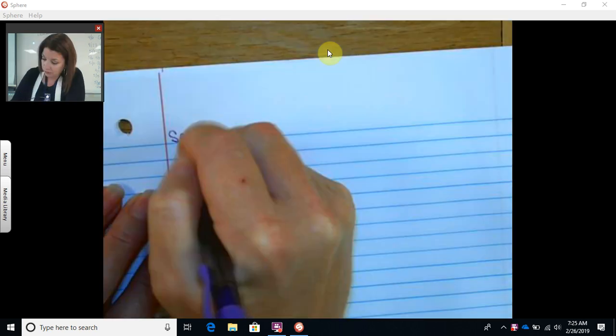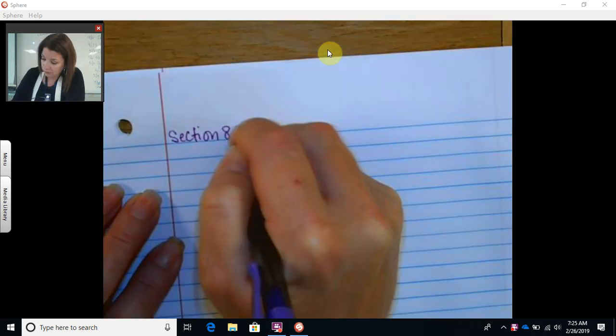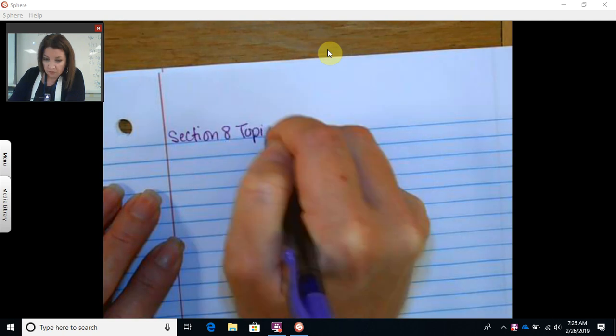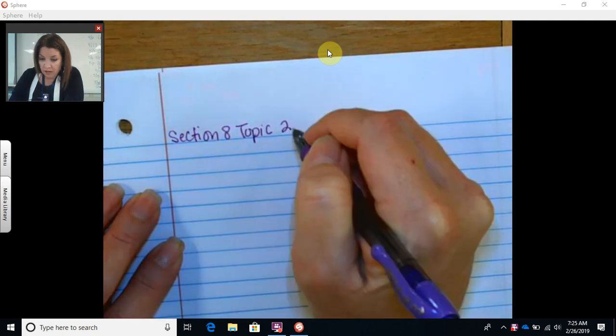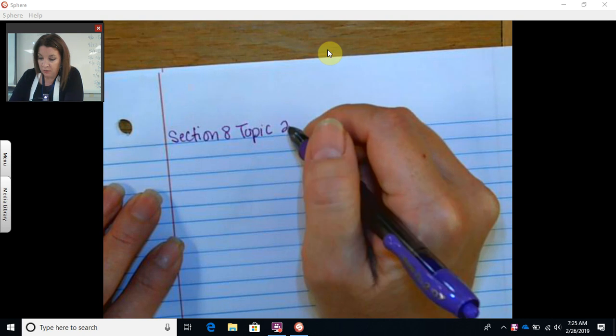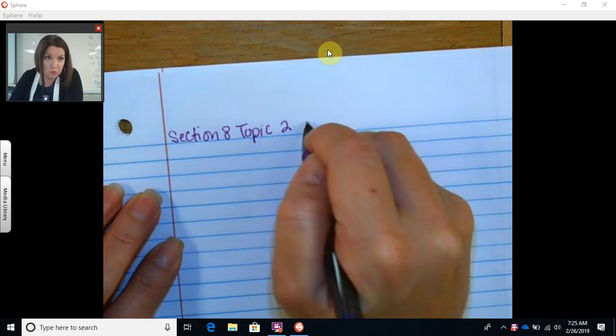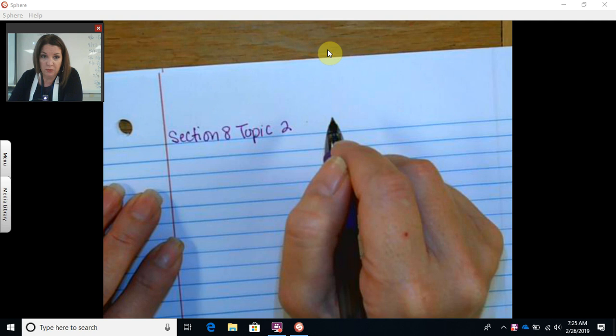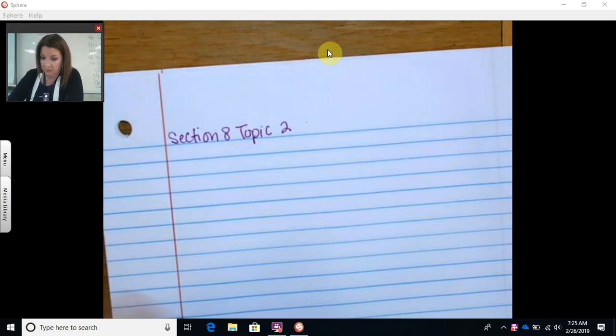Right, this is section 8, topic 2. And it's called Expressions with Radicals and Rational Exponents, part 2. The first section that we did was the same thing, but it was a part 1. Okay.